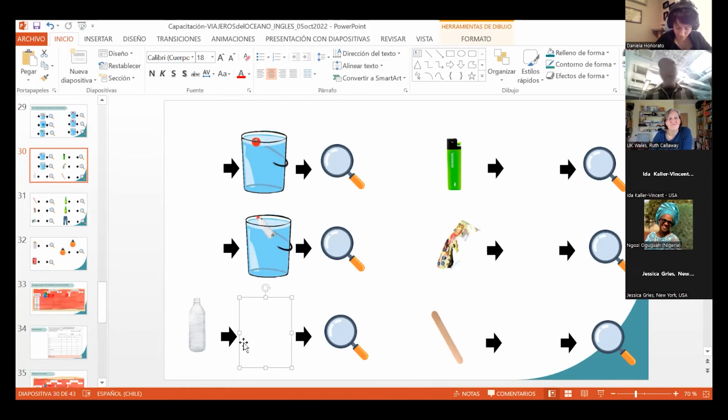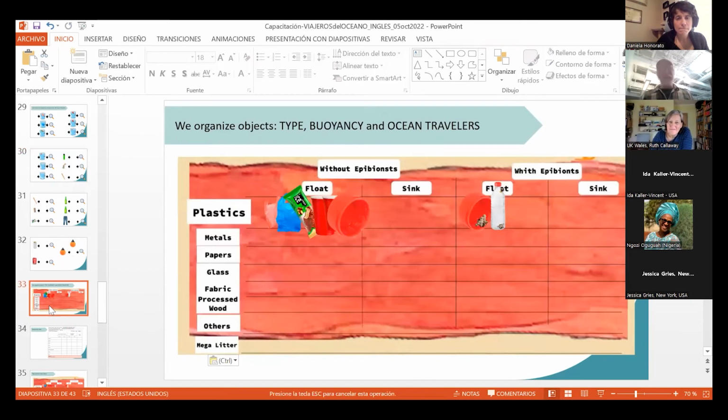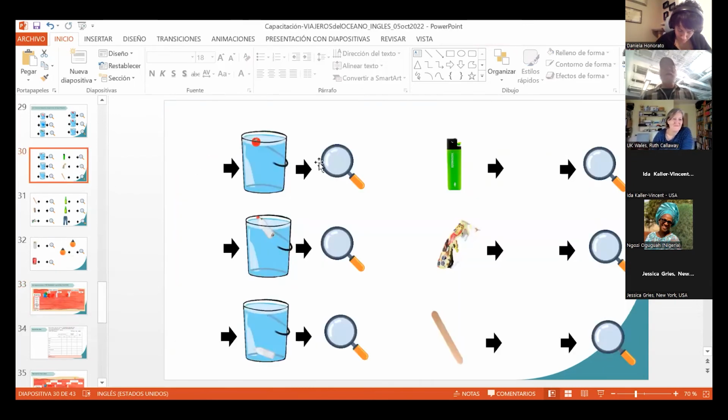If we do that, many plastic bottles, not all, so we have to do the test, but many plastic bottles, especially the PET bottles, will sink. So the important thing is to hold it and make sure no air is coming out. As long as air is coming out of your litter object, you need to keep it submerged until no more air comes out, and then you let it go. So this bottle had no epibionts, but it did sink. It's the first plastic item that goes into this category that sinks. And how about this lighter? What do you think?